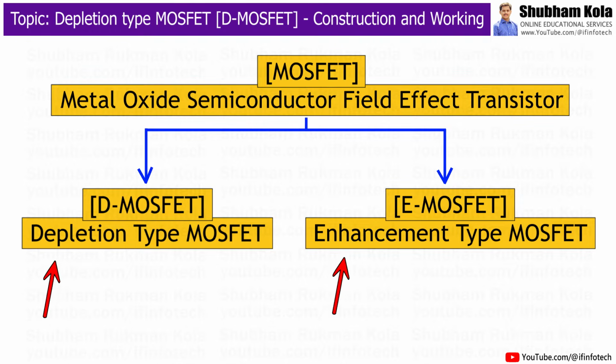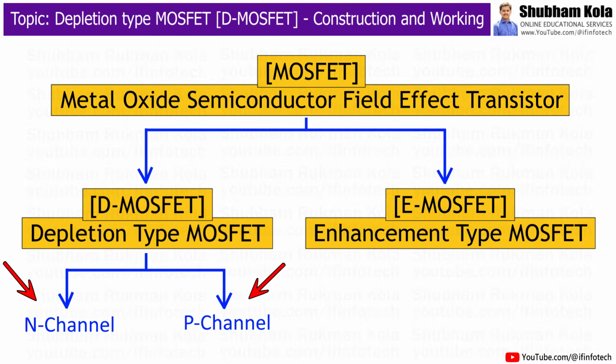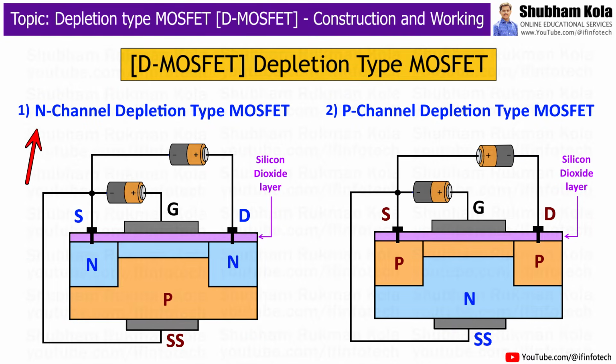There are two main types of MOSFETs, enhancement type MOSFET and depletion type MOSFET. Our focus today is on depletion type MOSFET, which comes in two versions. First is N-channel depletion type MOSFET and second is P-channel depletion type MOSFET. We will first discuss the construction of both the types, then move on to the working of each type.